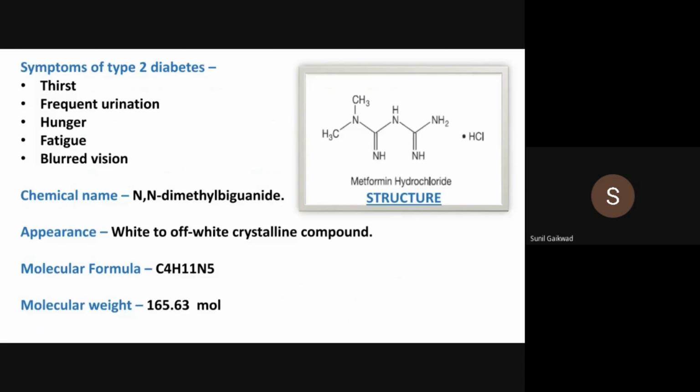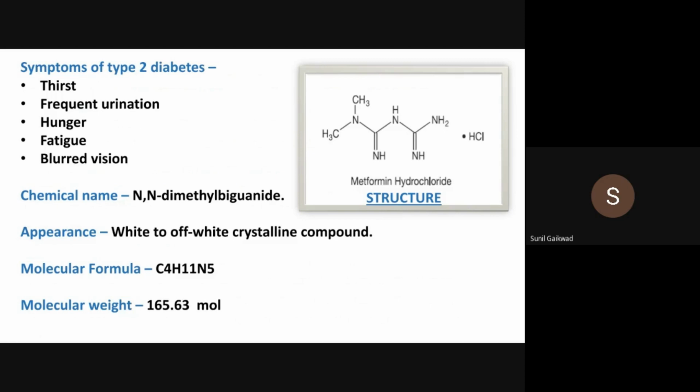Now, the symptoms of diabetic patients include thirst, frequent urination, hunger, fatigue, and blurred vision. Its chemical name is N,N-dimethylbiguanide. Its appearance is a white to off-white crystalline compound. Its molecular formula is C4H11N5 and its molecular weight is 165.63. Here is its structure, you can see.